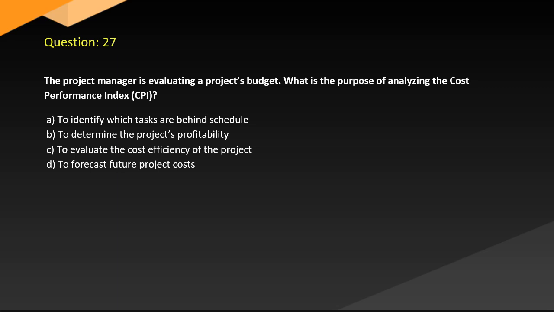Question 27. The project manager is evaluating a project's budget. What is the purpose of analyzing the cost performance index, CPI? A. To identify which tasks are behind schedule. B. To determine the project's profitability. C. To evaluate the cost efficiency of the project. D. To forecast future project costs.